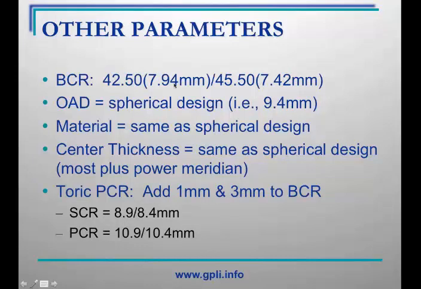So in this case, a 7/9, your secondary curve is going to be 8/9, your peripheral curve is going to be 10/9 if you round it off. And in the steep meridian, that 7/4 becomes an 8/4 and a 10/4. So you have your toric peripheral curves.